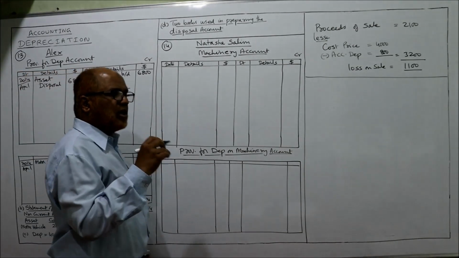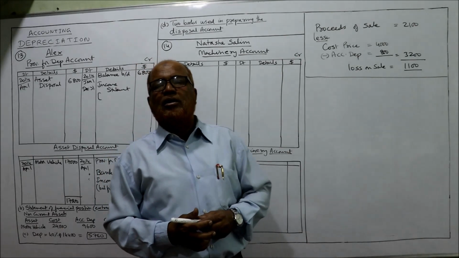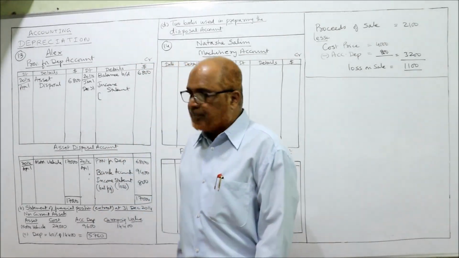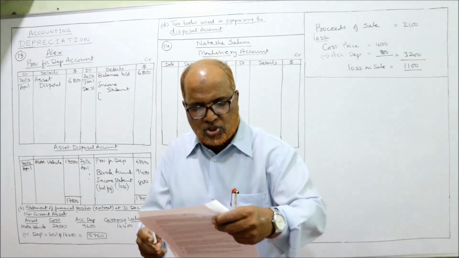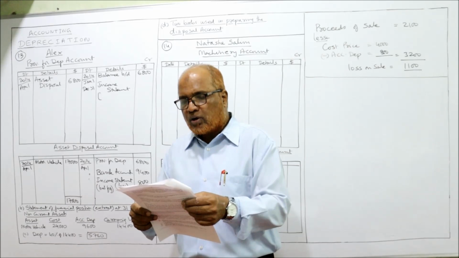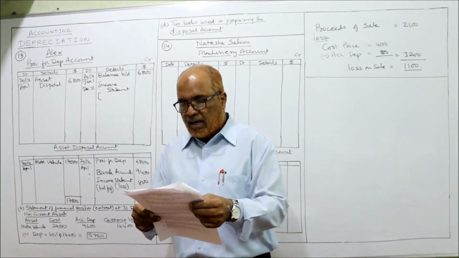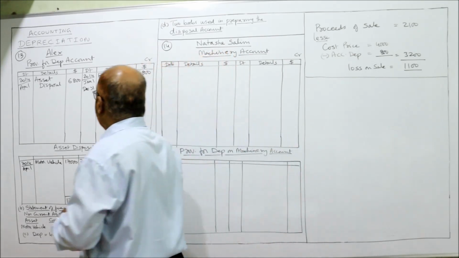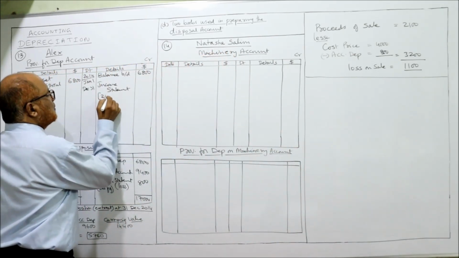Now on which motor vehicle we have to provide depreciation? On the second motor vehicle which was purchased during the year. So what is the second motor vehicle purchased? It is given on 1st April 2014 he bought a new motor vehicle of 24,000 and the depreciation per annum is 40%. So 24,000 into 40%.